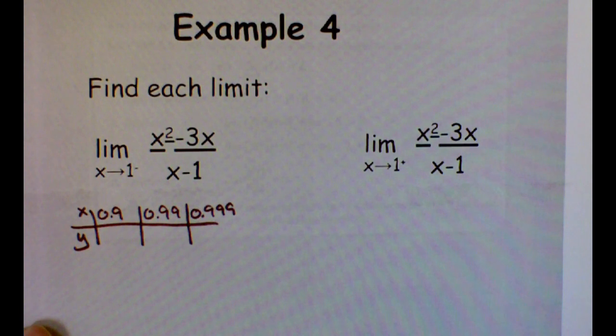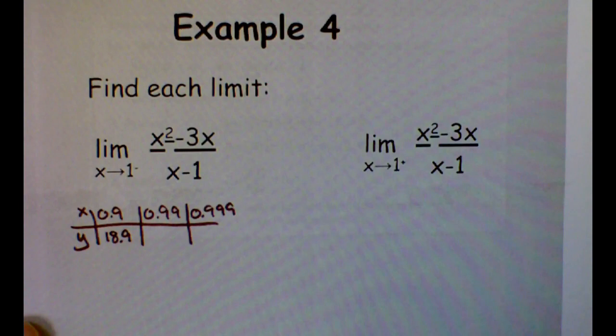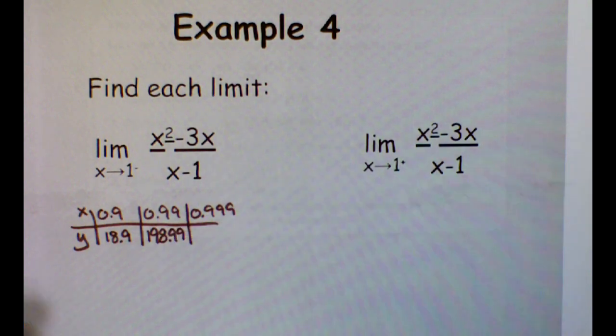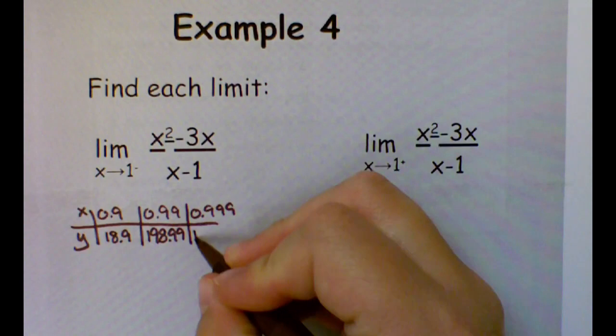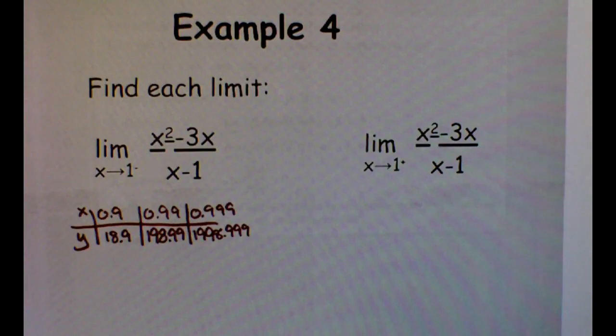I would grab my calculator, enter that as y equals, and then y1 of 0.9 is 18.9. Plug in 0.99, I get 198.99. Plug in 0.999, 1,998.999. I see that it's getting very, very large.